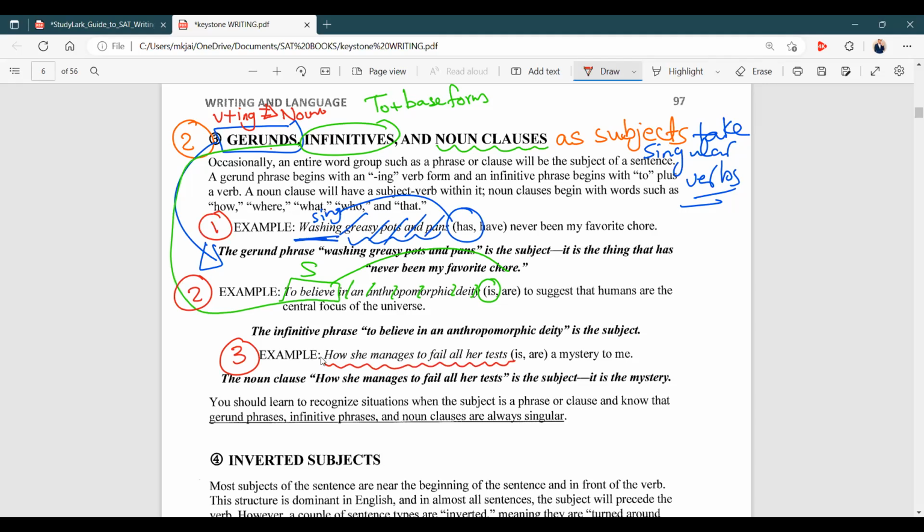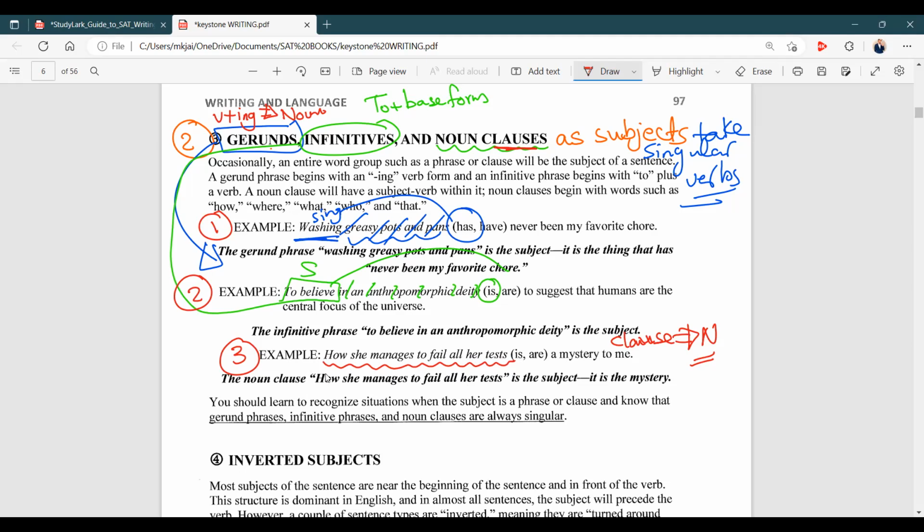All that part: how she manages to fail all her tests. Yeah, that's the subject. It's a clause. It's a clause that works as a noun. It does the job of a noun. How she manages to fail all her tests.